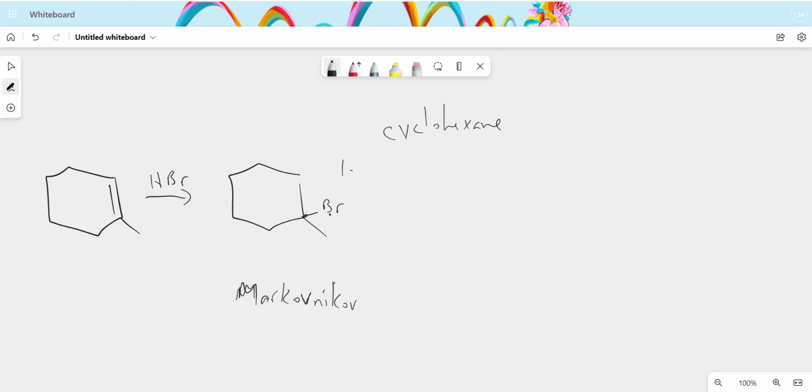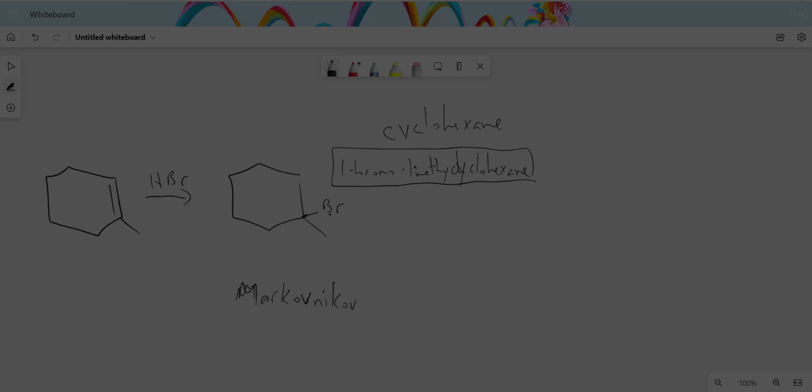We're going to go 1-bromo-1-methylcyclohexane. Sure hope I spelled that right. There's no spaces in this, and there's a dash between the 1 and the B, and a dash between the 1 and the O, and there should be one right here between the 1 and the M as well. No spaces at all in this, and that's what you would type in as your answer.